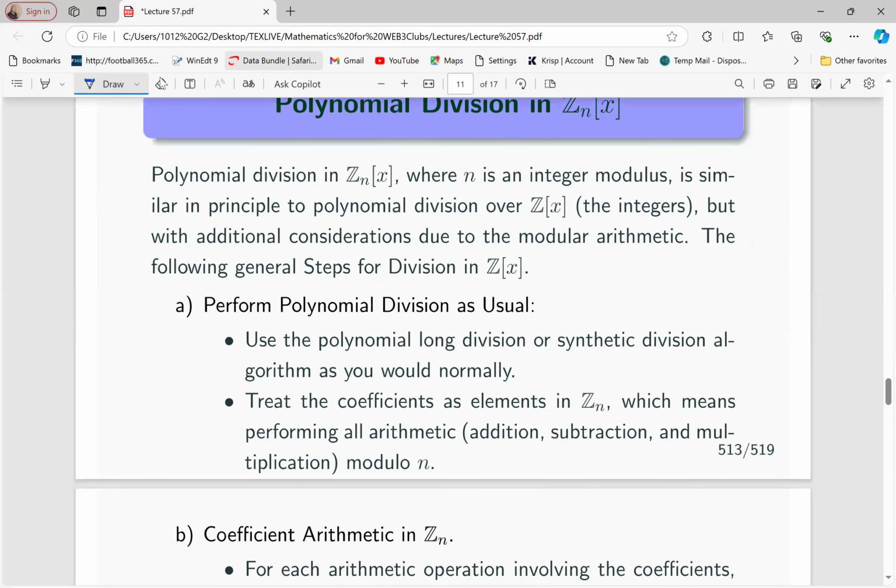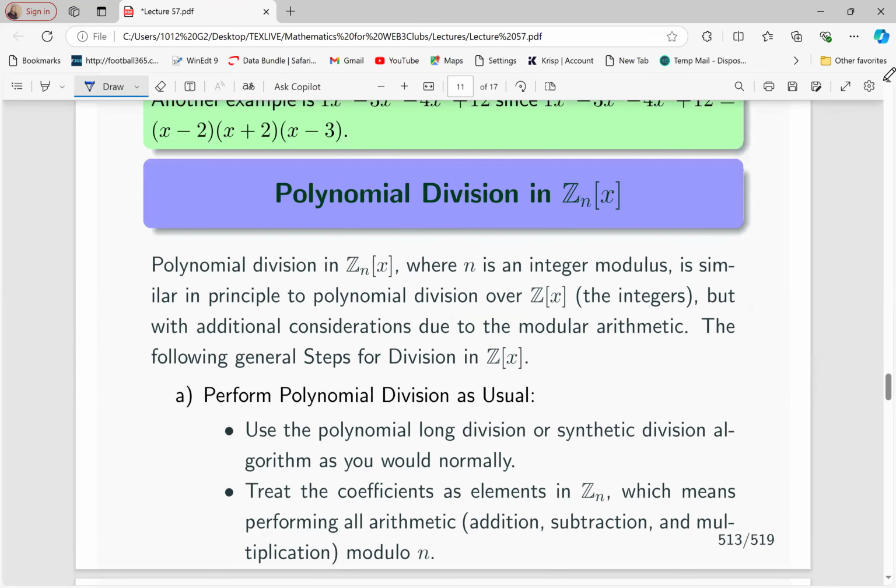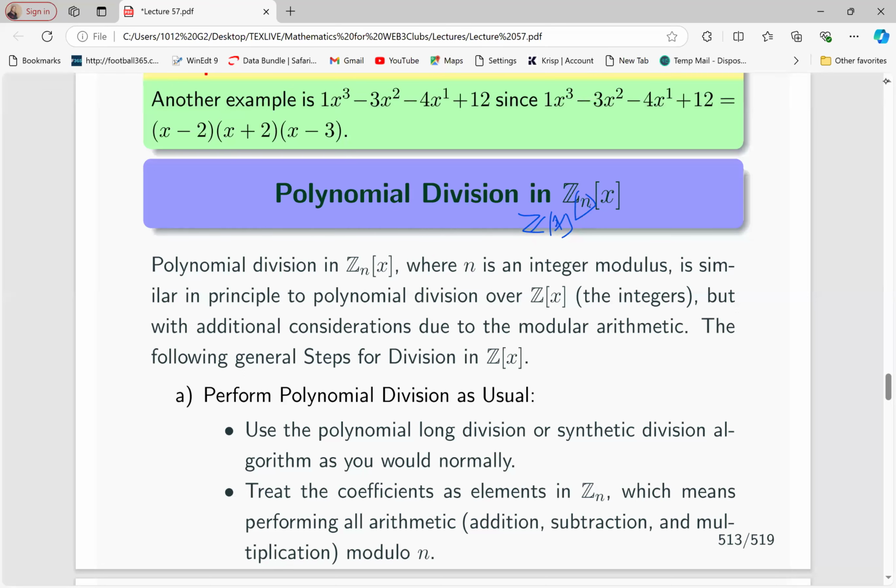Now, how do we divide mod n? For you to divide mod n, you begin by doing what you have just done. You first of all divide in Z[x]. The result that we get, reduce it mod n.